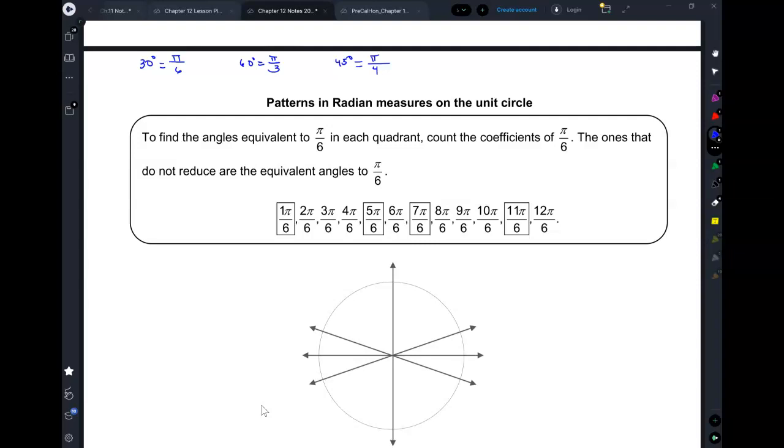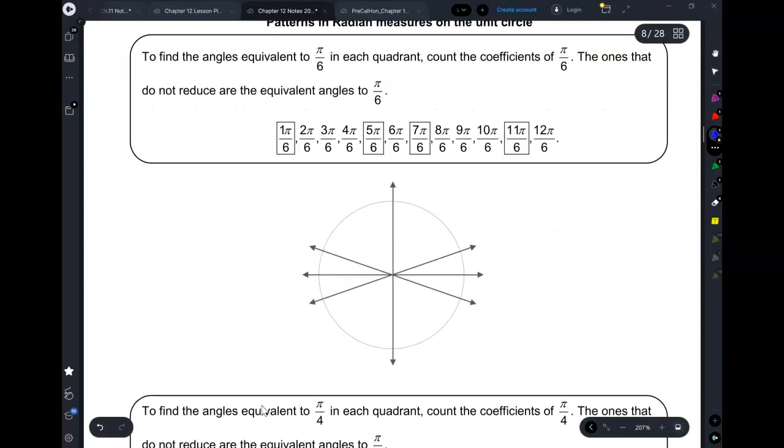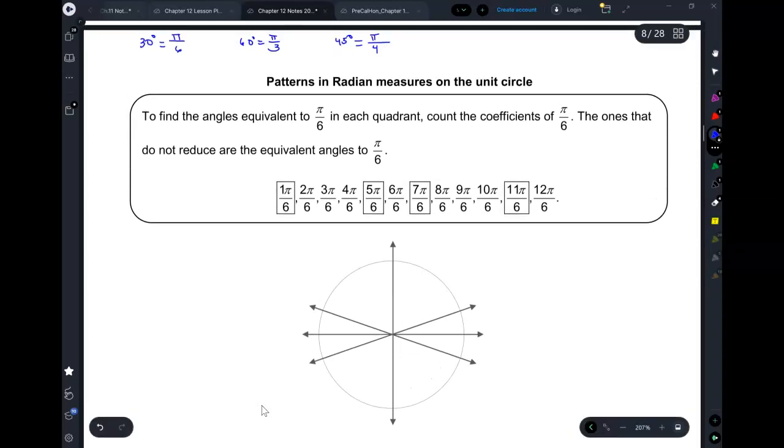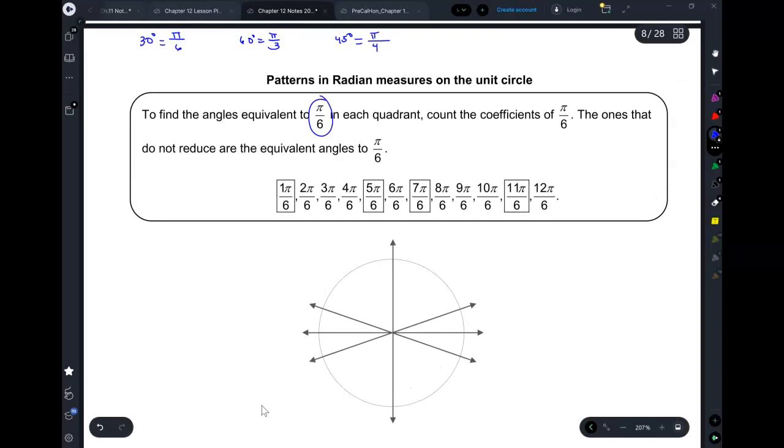Let's focus on the 30-degree equivalent, which is pi over 6. If you draw it here, that's what it looks like. It's 30 degrees away from the x-axis. So now, how do we find all the angles around the unit circle that correspond to 30 degrees away from the x-axis? What you do is you start with pi over 6. Now the coefficient to that is 1, 1 pi over 6.